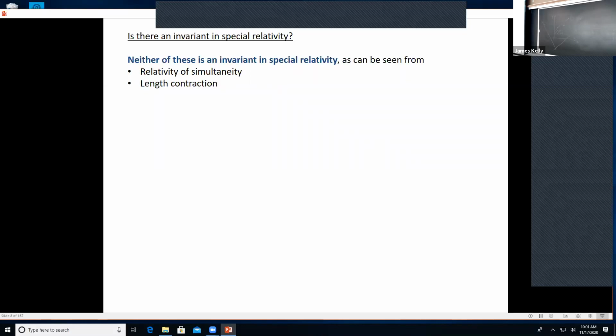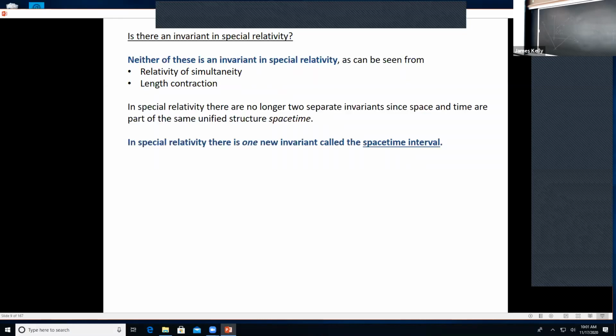And similarly, you can convince yourself that combining the relativity of simultaneity with length contraction, people aren't going to agree on distances either, even if the two events occur at the same time. So there's no longer two separate invariants, since space and time are part of this unified structure in Einstein's theory. Instead, there's only going to be one new invariant, and it's called the space-time interval.